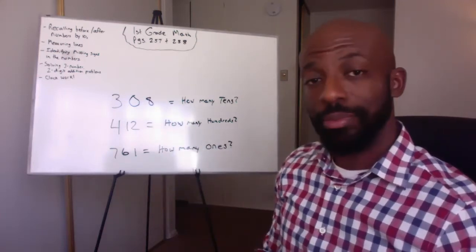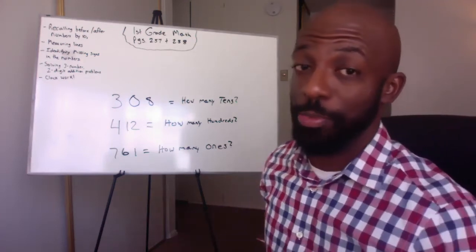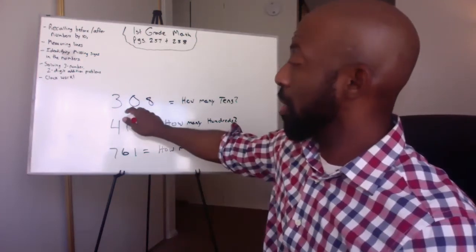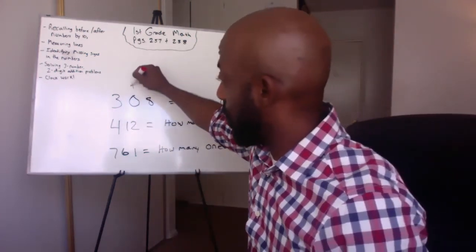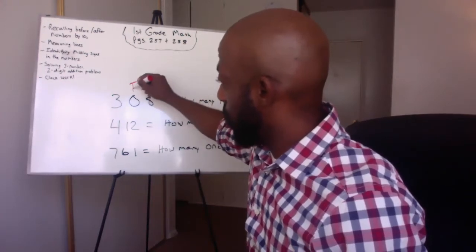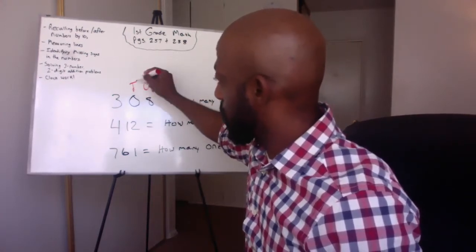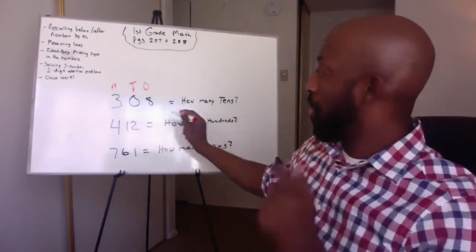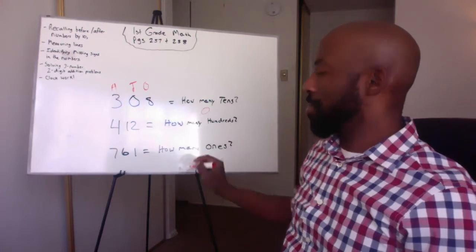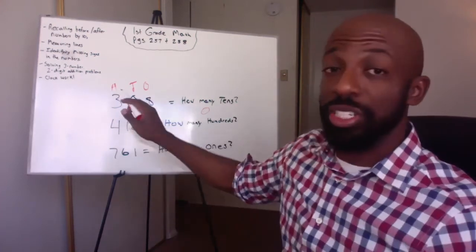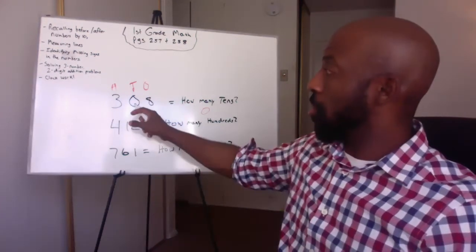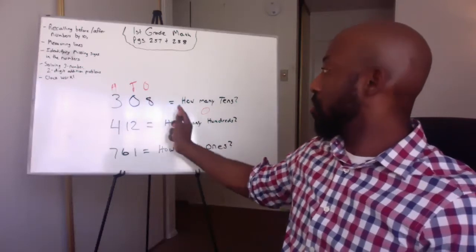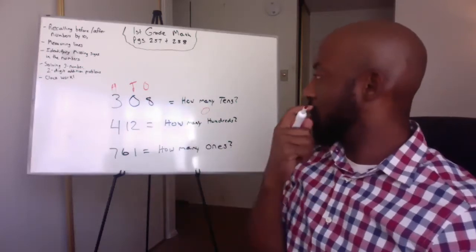You guys should know this is pretty simple. We just look at the number that's in the tens place. So I'm going to write tens here. That's the ones place, and that is the hundreds. If the tens place has a 0 in it, there are 0 tens. The number is 308, but there's no number in the tens place. So there's 0 tens. That's what you're going to do.